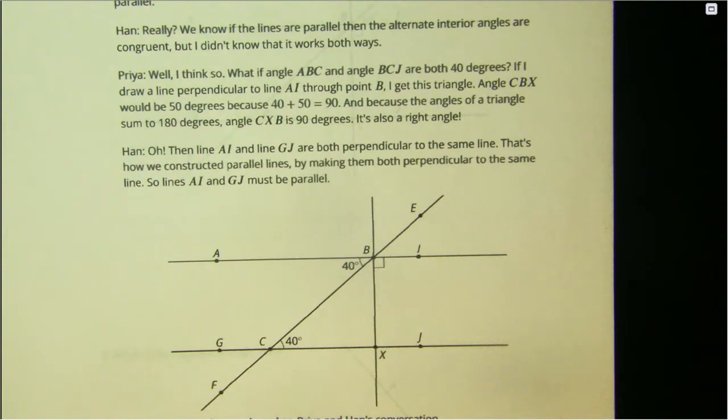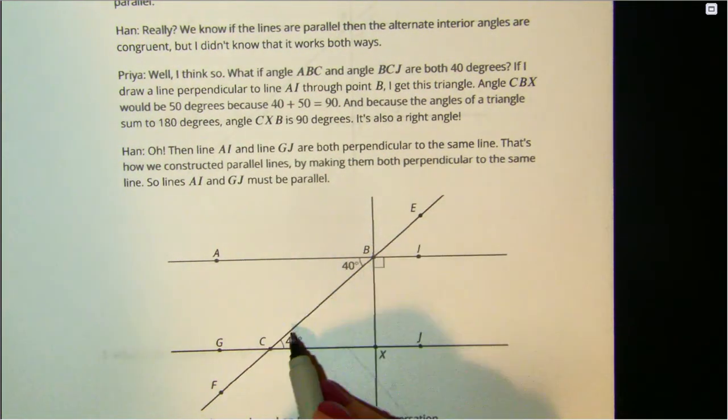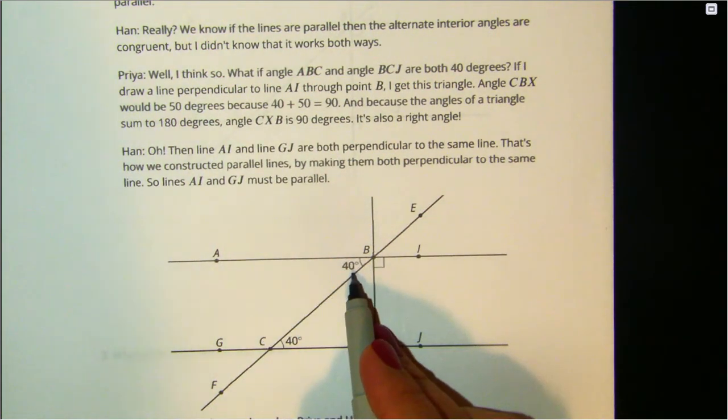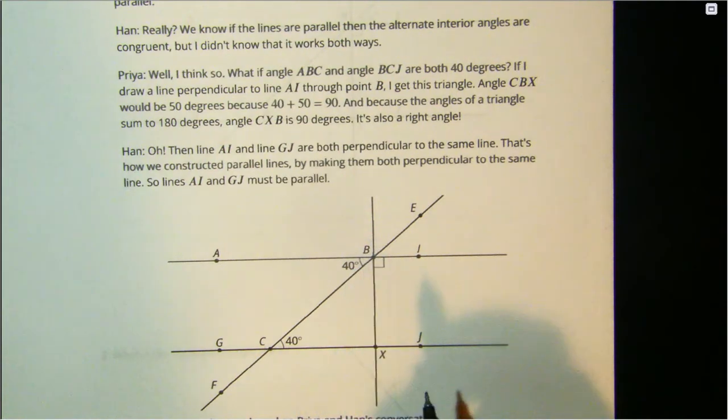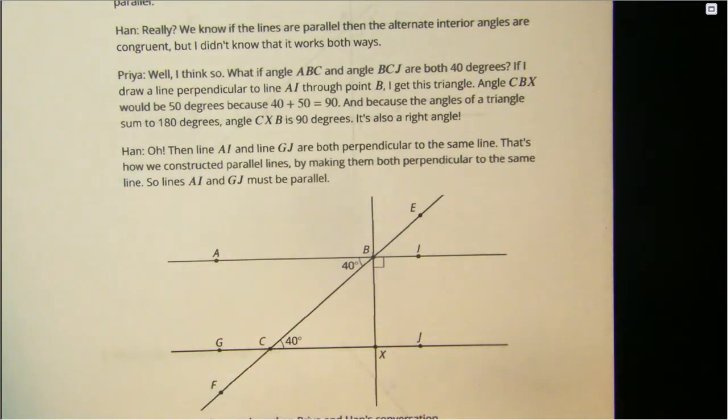Label the diagram based on Priya and Han's conversation. So they first did say, it says angle ABC is 40 and the angle BCJ is 40. And then they said if I draw a line perpendicular to AI through B, I get this triangle. So let me highlight this triangle for you.